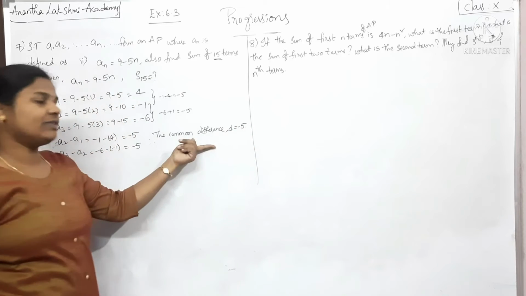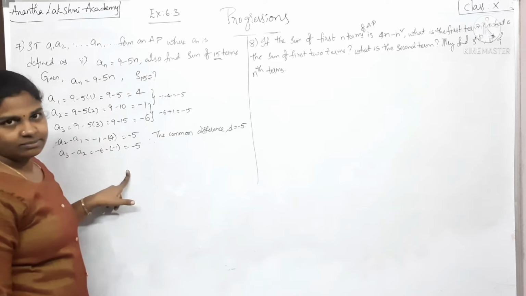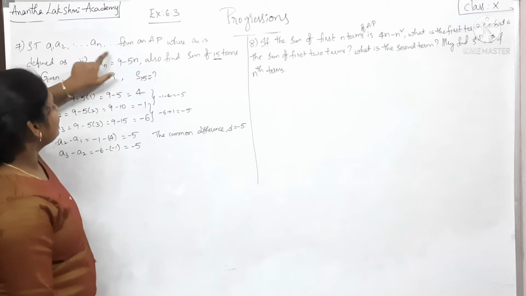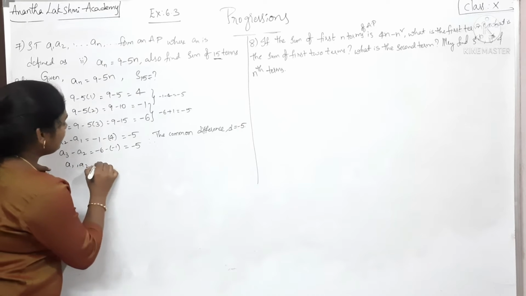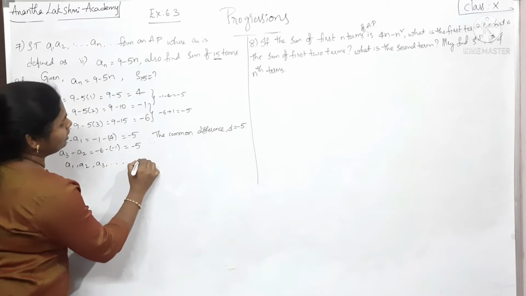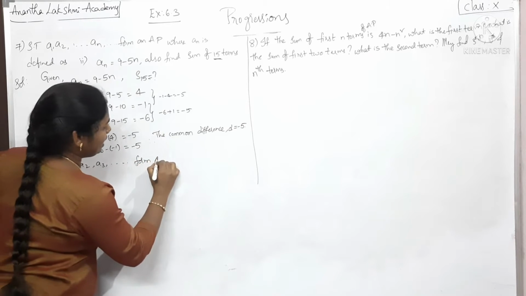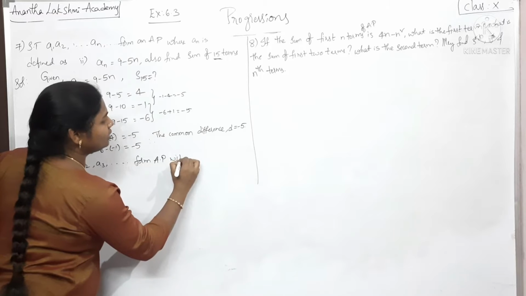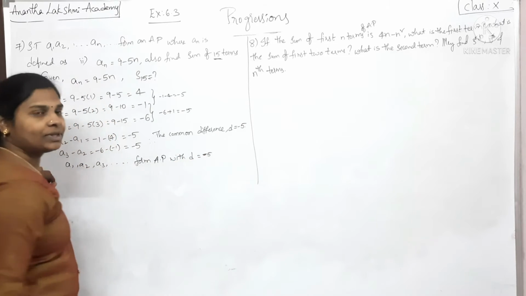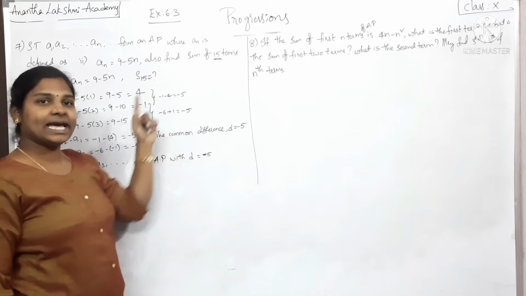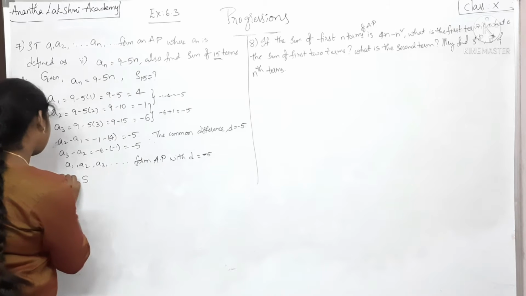Why did I say common difference? Because this is common for the consecutive terms, isn't it? So A1, A2, A3 and so on, are they in AP or not? They form an AP, an arithmetic progression, with a common difference of minus 5. Okay, now what are we supposed to figure out? S15.